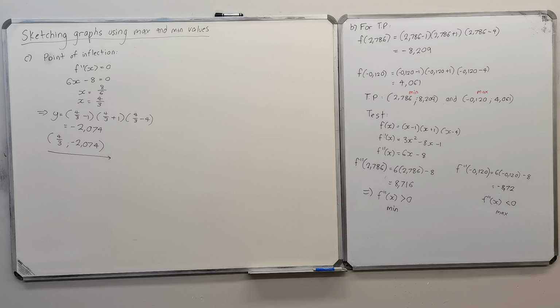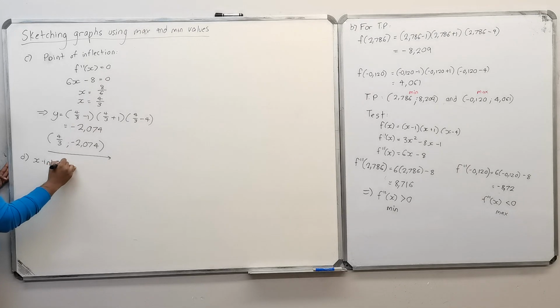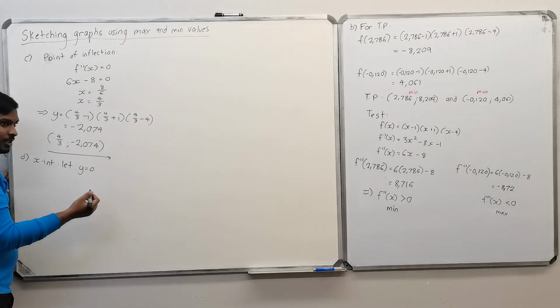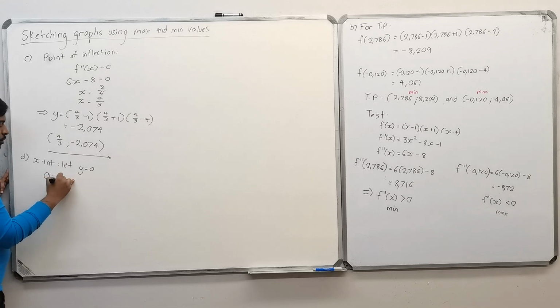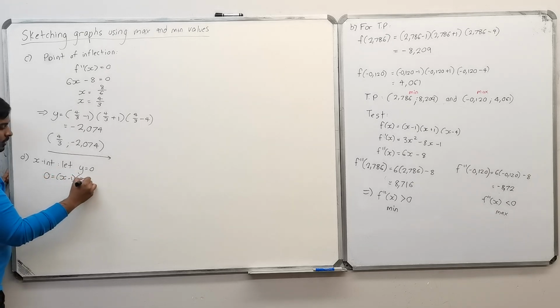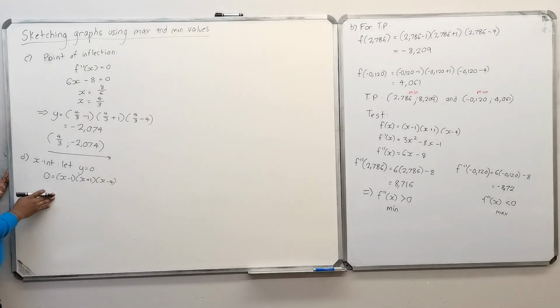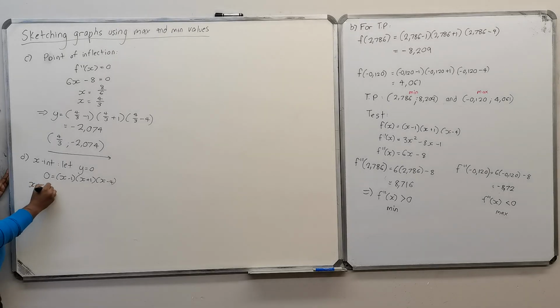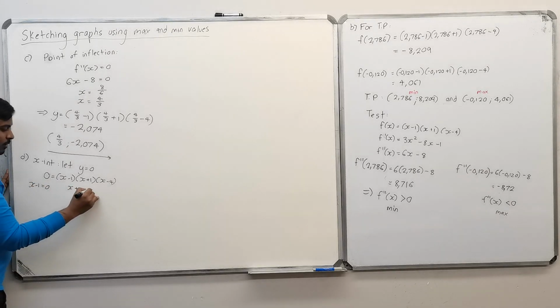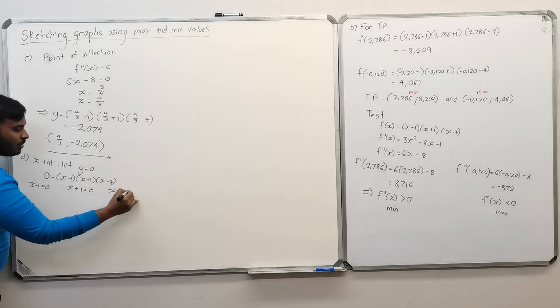Then they ask you to calculate the intercepts on the axis and also sketch the curve. So now they want your x and y intercepts. For your x intercept, you let y equal to 0. So 0 will be equal to x minus 1, x plus 1, x minus 4. This is already factorized for us. So we just need to say x minus 1 is equal to 0, x plus 1 is equal to 0, x minus 4 is equal to 0.